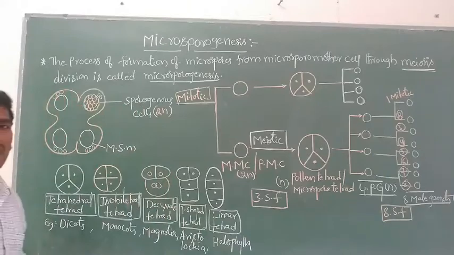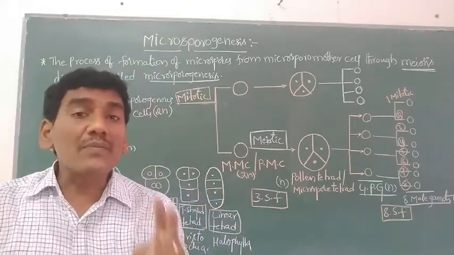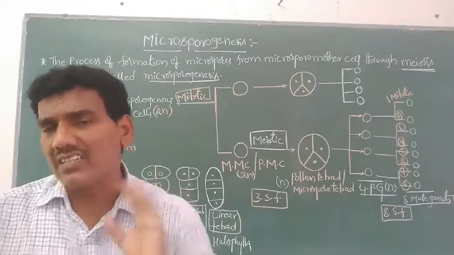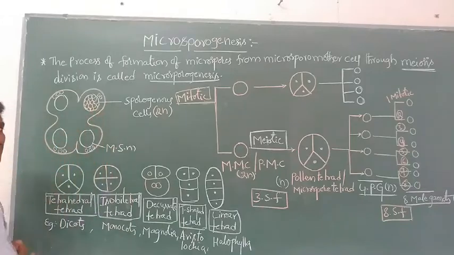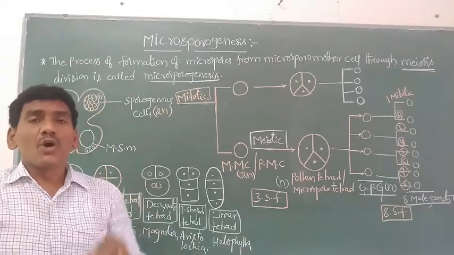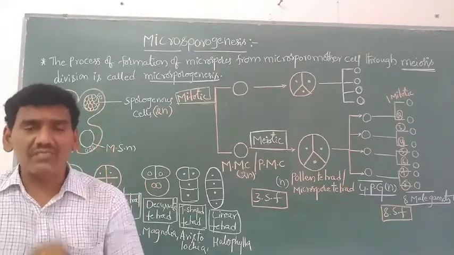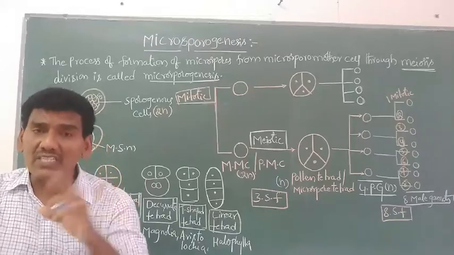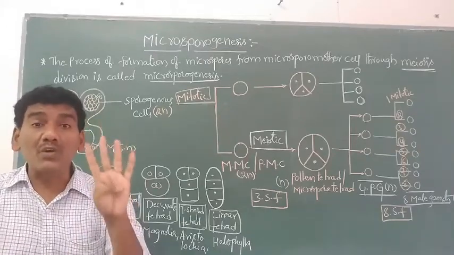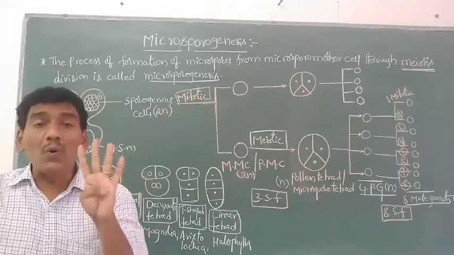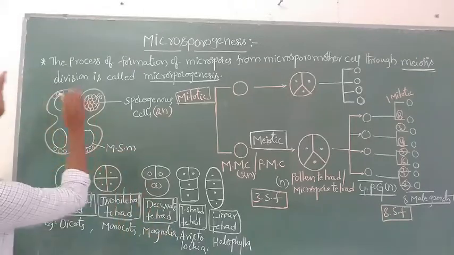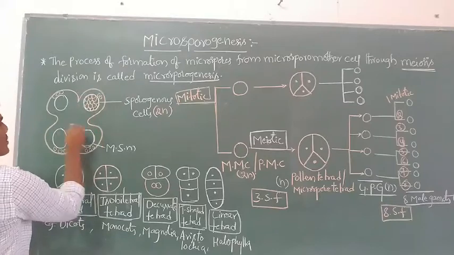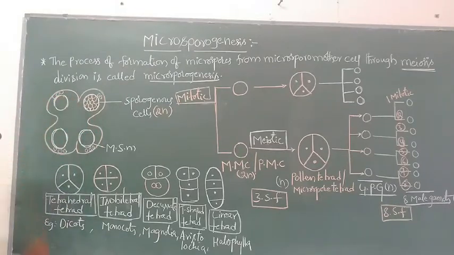First of all, in angiospermic plants, two types of anthers are present. The first is called dithecous anther, the second is called monothecous anther. This is one dithecous anther. In a dithecous anther, two lobes, two thecas, are present. In each lobe, two microsporangia are present. Totally, in the two lobes, four microsporangia or four pollen sacs are present. This is one microsporangium, this is one microsporangium, this is one microsporangium, and this is one microsporangium.